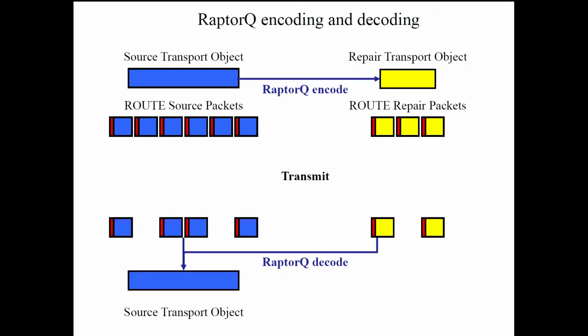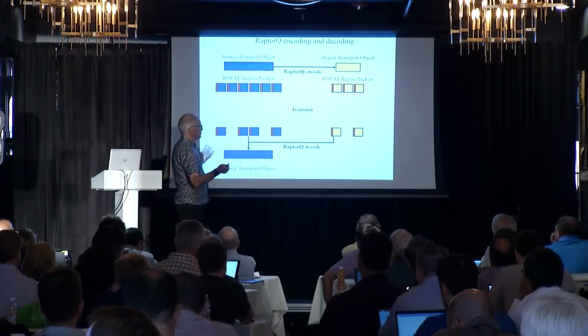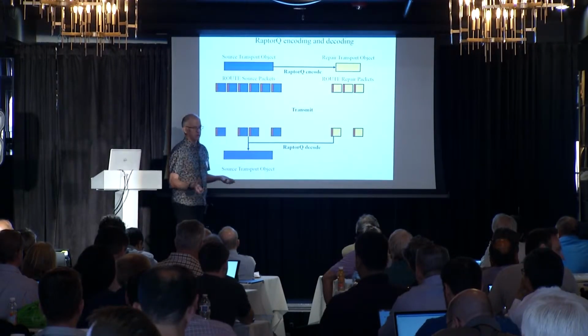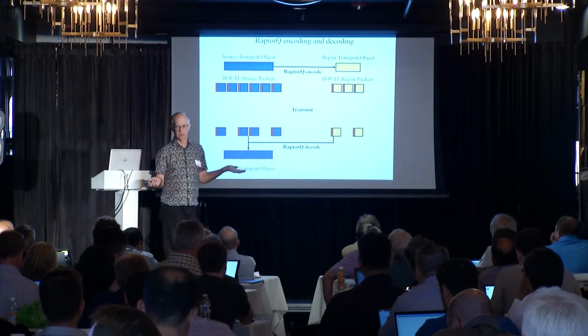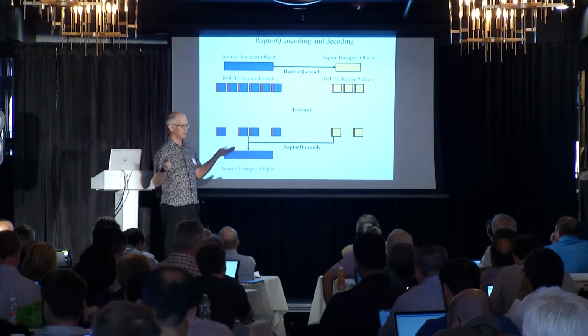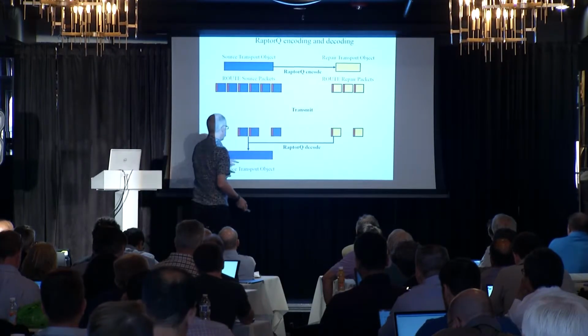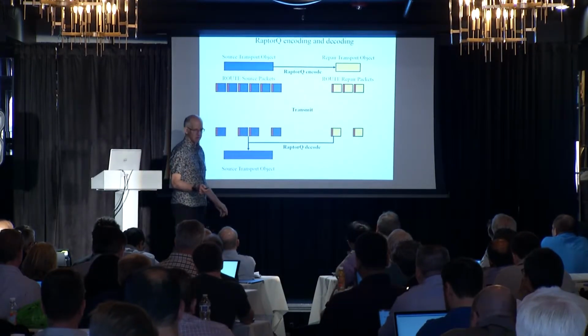You transmit that whole thing. You may have some loss, so in this case you lost these 2 packets here, but you receive these 2 repair packets. And then you employ the RaptorQ decoder to take whatever you received, and as long as the amount you received is equal to or greater than the size of the original source transport object, you can recover the source transport object reliably, and you recover that at the receiver.